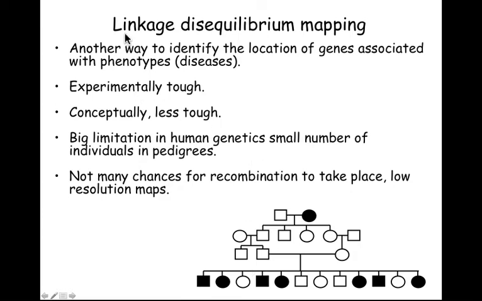So one clever solution to this is something called linkage disequilibrium mapping. This is another way to identify the positions of genes on chromosomes, looking for markers that are associated with phenotypes, only it takes advantage of naturally existing populations. Again, experimentally this is very difficult to do, but conceptually I think it's fairly easy to understand why this works. So this is an approach which overcomes that limitation of the number of individuals in pedigrees.